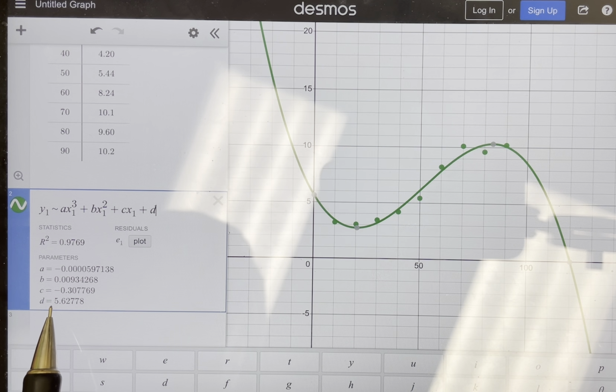And then for our D, it's 5.63. We only need 3 significant digits, so we're just going to go with the 5. Any number that's not a 0 is always significant. So 563 would be our constant D. Okay, we'll come back to the graph in just a moment.